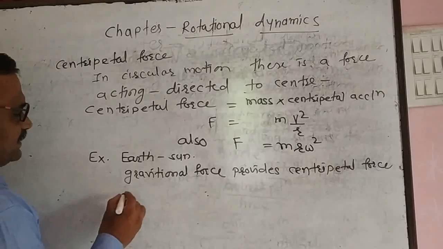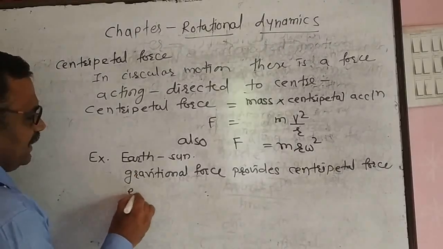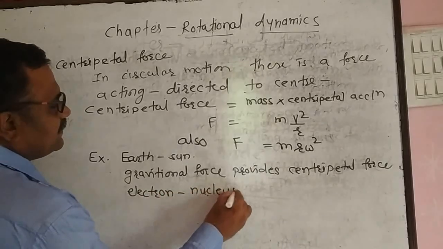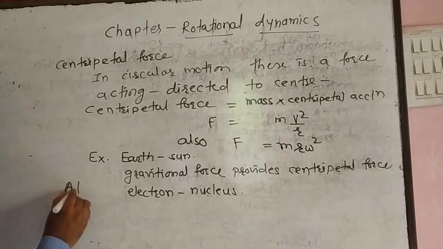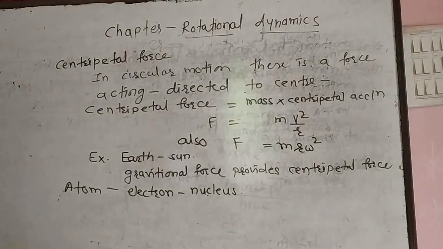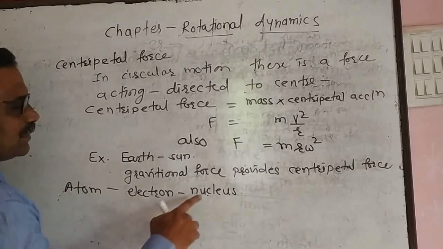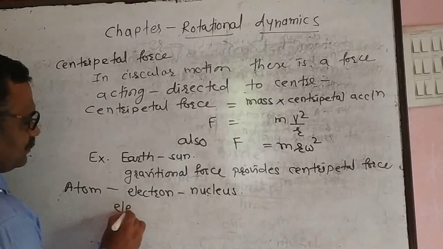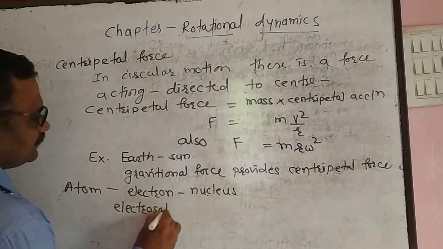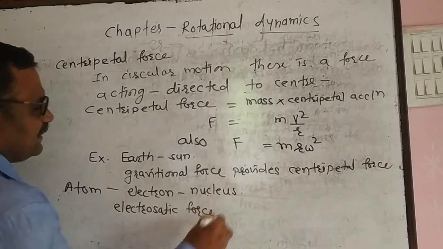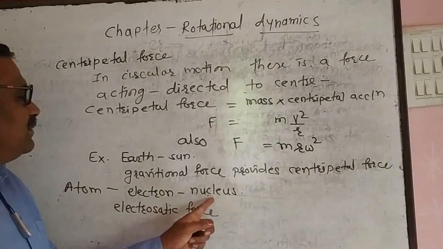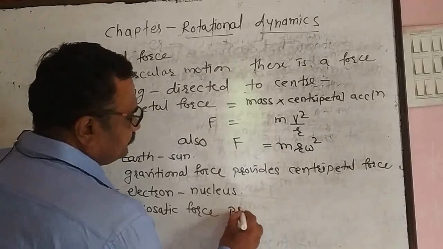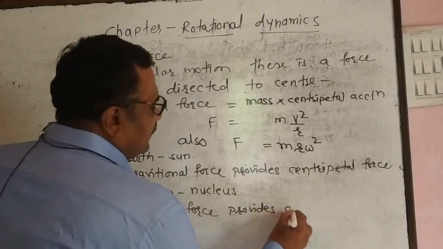Now consider another example. Consider the example of electron and nucleus in an atom. We know the electron moves round the nucleus in a circular orbit. Here, the electrostatic force that exists between the positively charged nucleus and the negatively charged electron provides centripetal force.